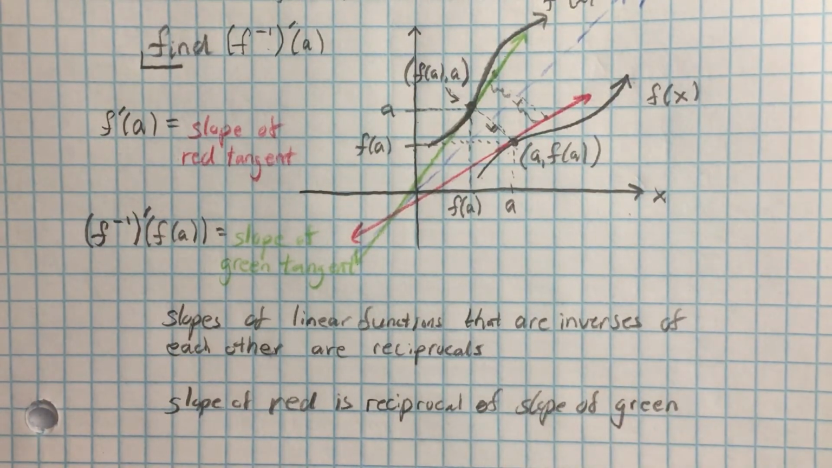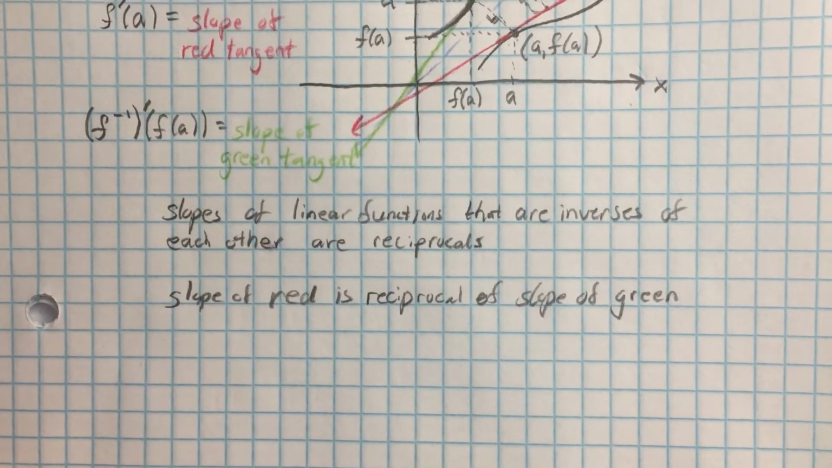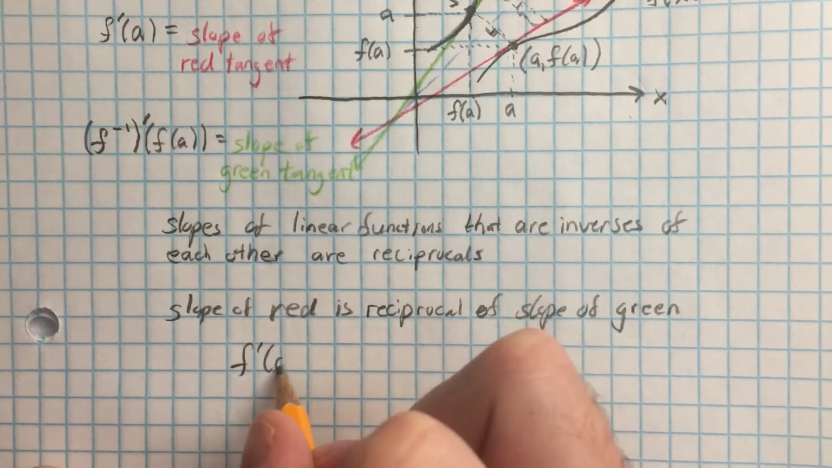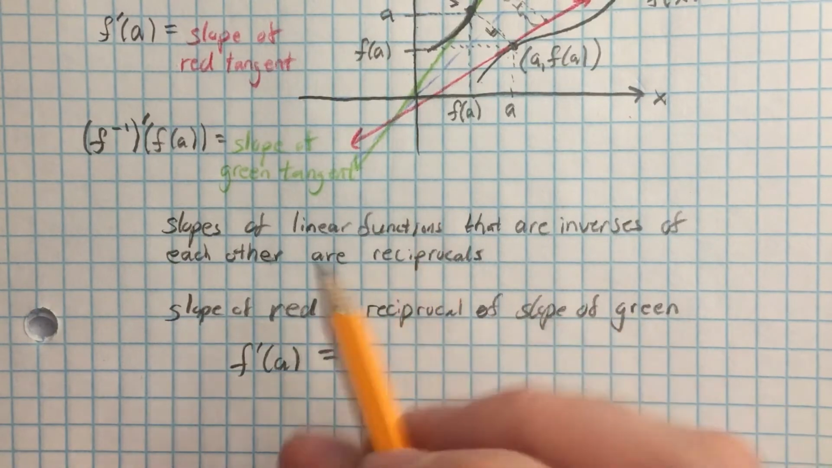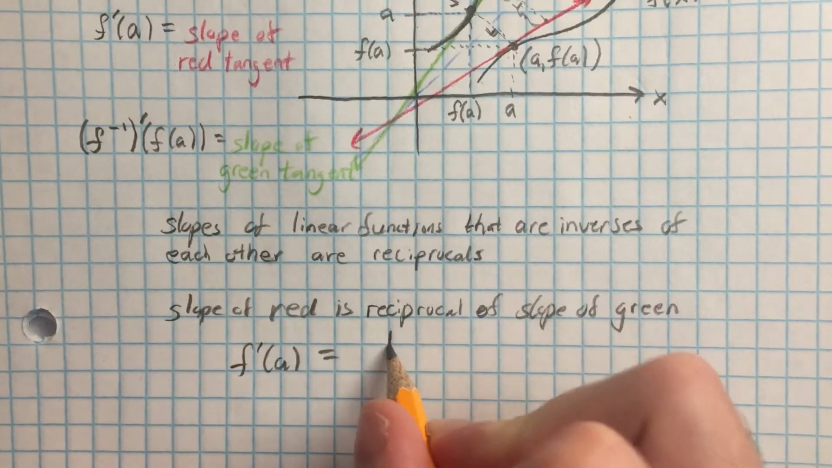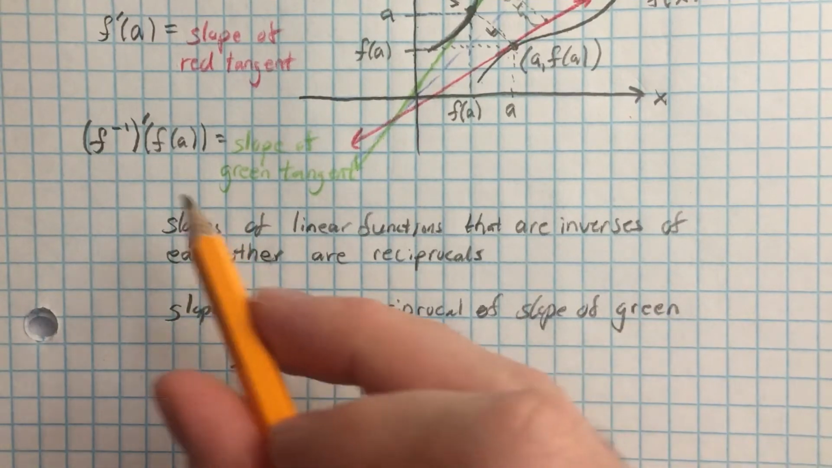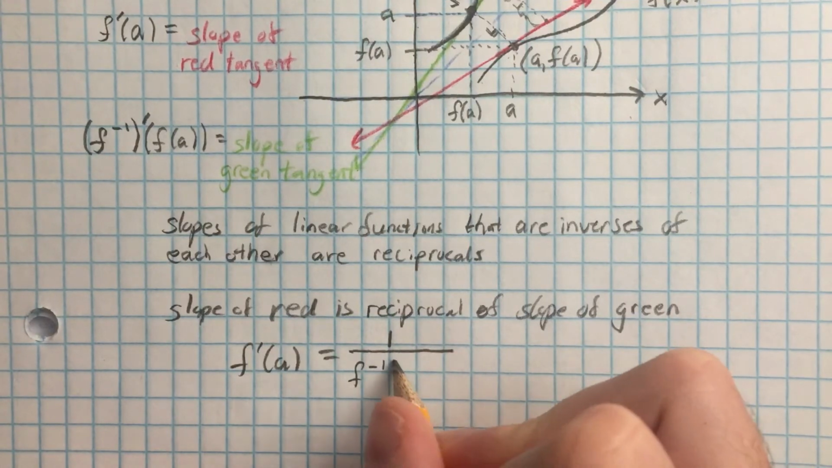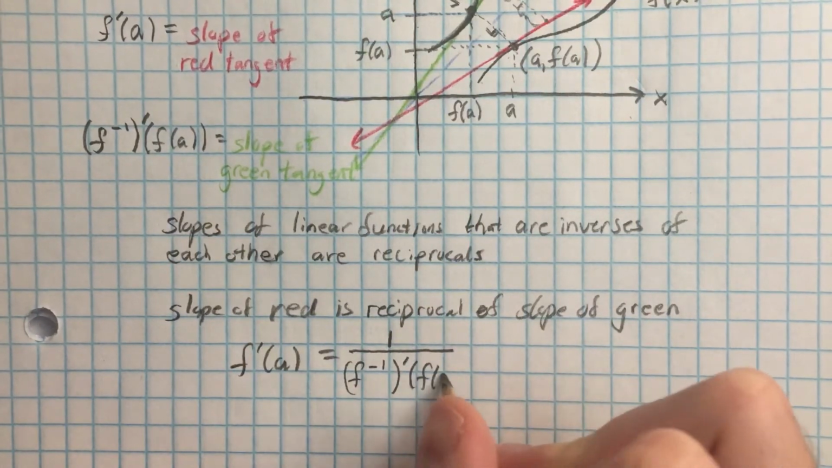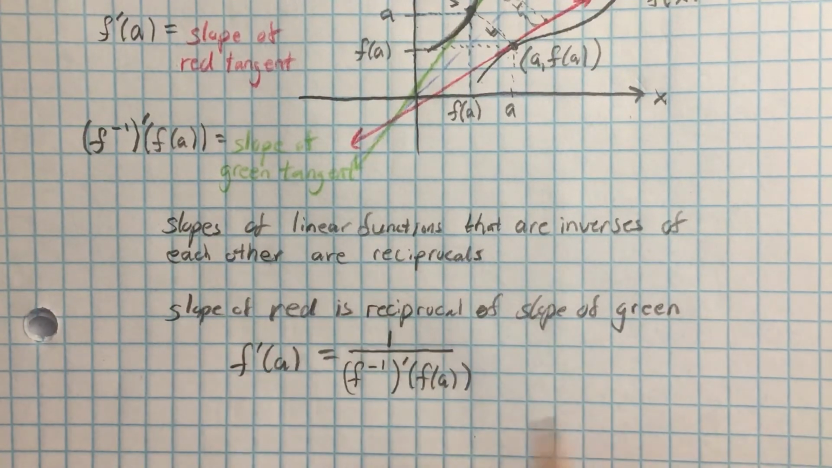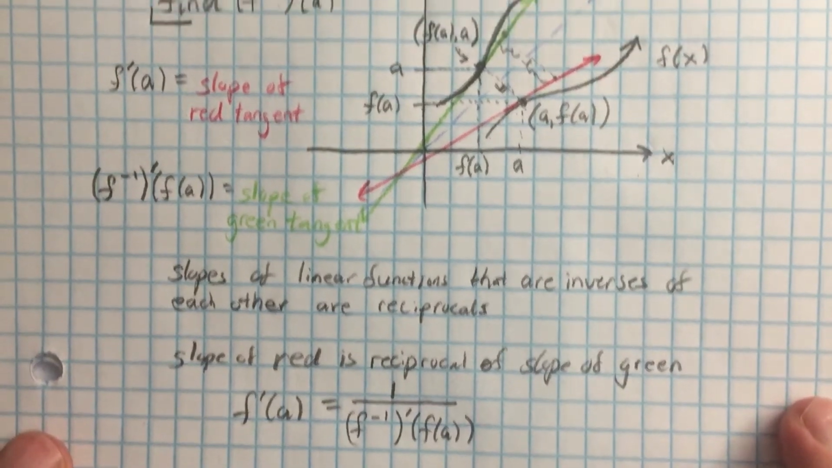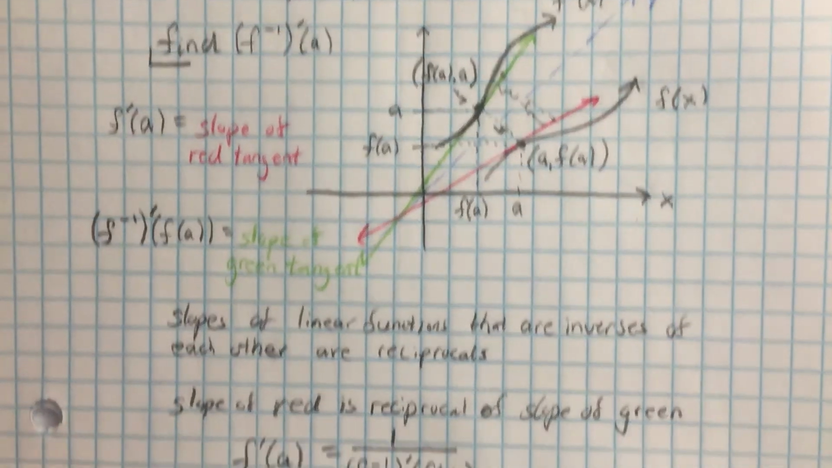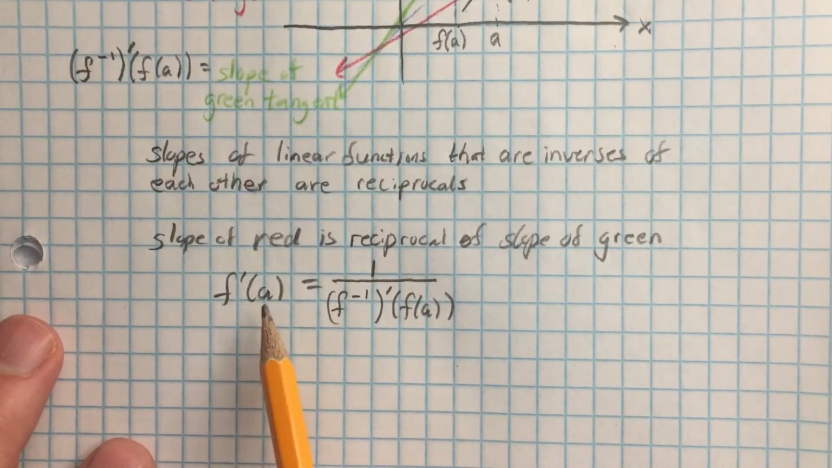Okay, so now using the notation for these two, we have that the slope of red, which is f prime of a, must be equal to the reciprocal of the slope of green. That would mean 1 over the reciprocal of this derivative, of this slope. So that's f inverse prime at f of a. Okay, so what do we have? Well, we really want f inverse prime at a, and we have instead an expression for f prime of a.